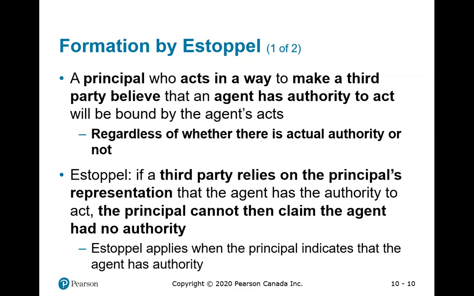Does it make sense? And with apparent authority, the consequence is estoppel. What is estoppel? The consequence is that the third party will rely on the representation of the agent, and the principal cannot deny the agent had authority.